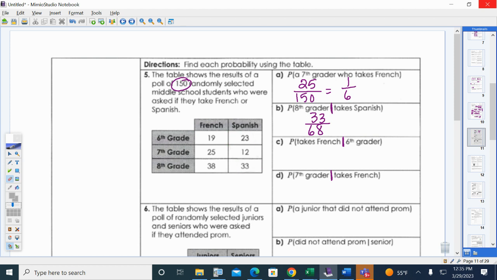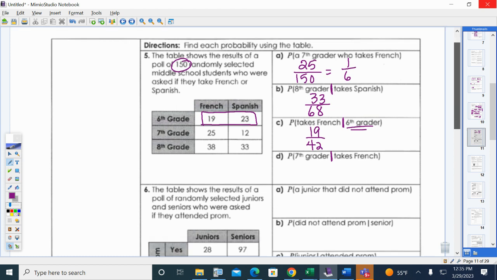Probability that you select someone that takes French, given that they are a sixth grader. So I'm only looking at the sixth graders here. Notice that each time I'm selecting my group based on the given part of the question. So 19 plus 23 is 42. That's my denominator. And then of those 42, how many take French? Well, that's 19.